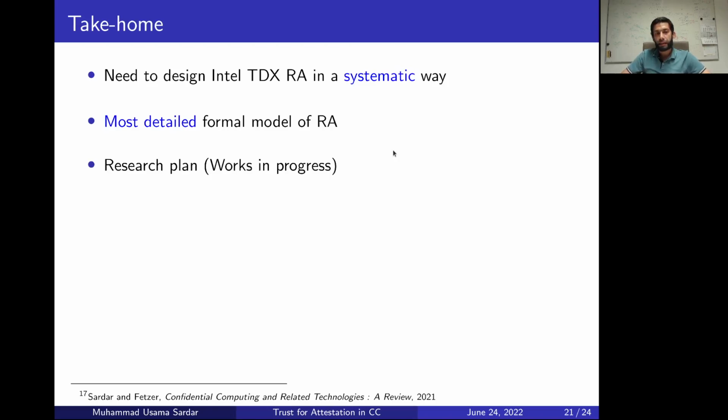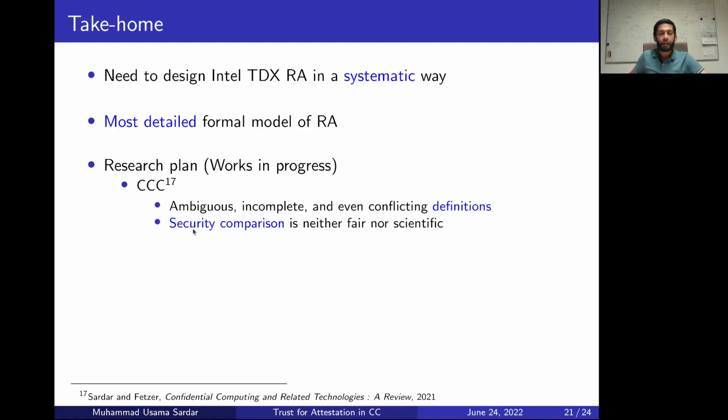The research plan that is being pursued is as follows. I already mentioned that the Confidential Computing Consortium has a number of political reasons to market their own solutions. We had a look at their white papers and analyzed them, and we found that their definitions are ambiguous, incomplete, and even conflicting. The security comparison they have done between different technologies, such as secure multi-party computation, homomorphic encryption, and also TPM, is neither fair nor scientific. They just want to promote confidential computing, but they have not done it in a scientific way. So we are working with the Confidential Computing Consortium Technical Advisory Committee to make this more scientific and to resolve all the conflicts in the definitions.